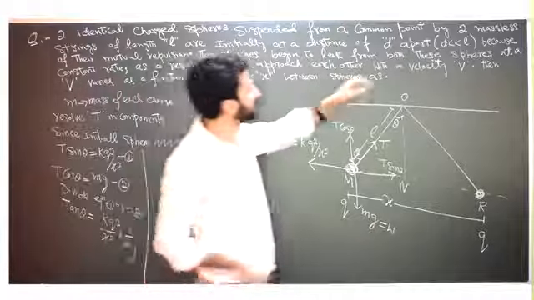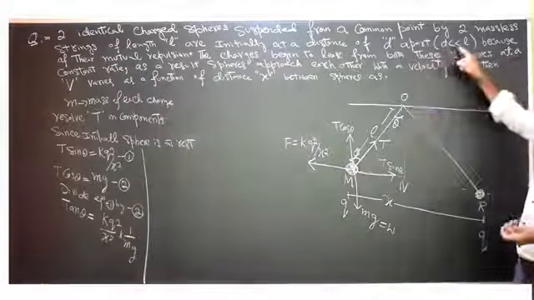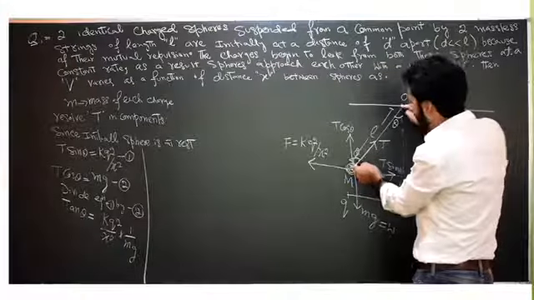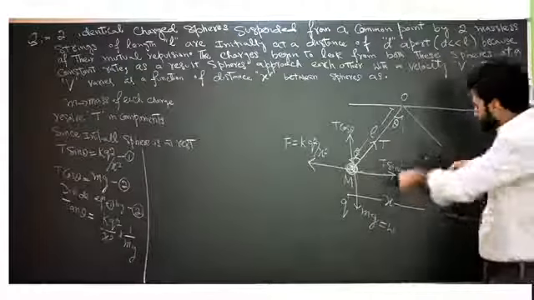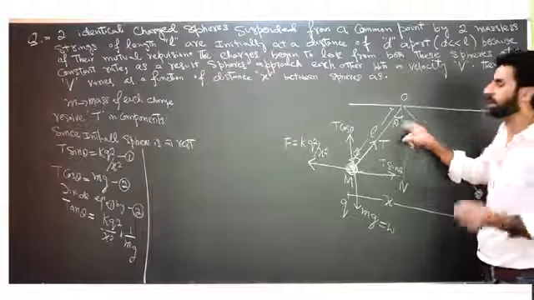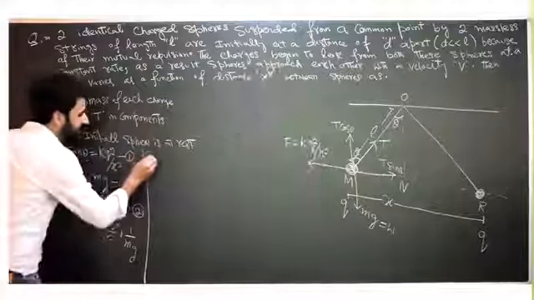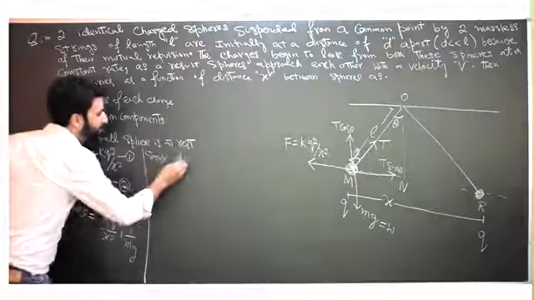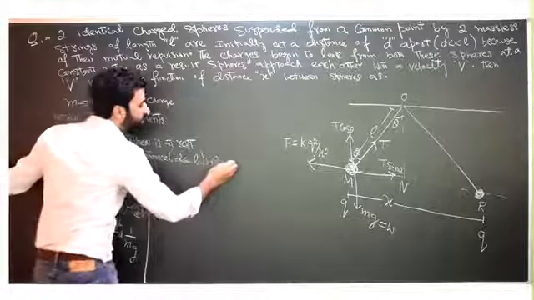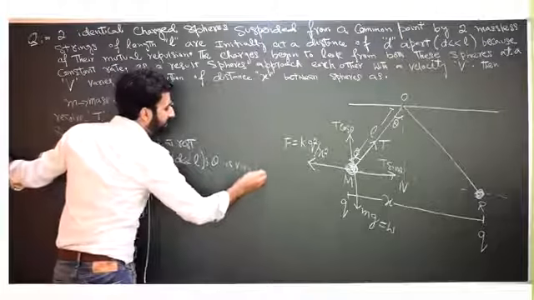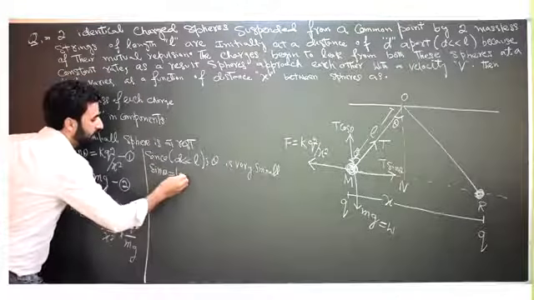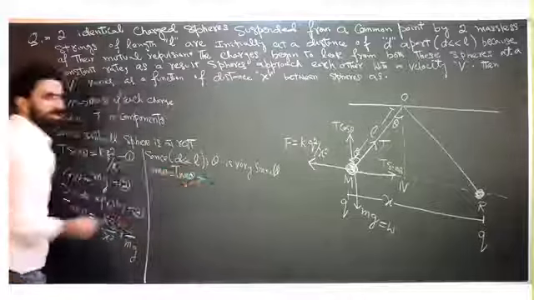But since we are given a condition here that D is much less than L, meaning the distance D by which they are separated is much less than L, the length of the pendulum, is much greater than the separation between them, which essentially means that theta would be very small. And in case theta is very small, we know sin theta is equal to tan theta.